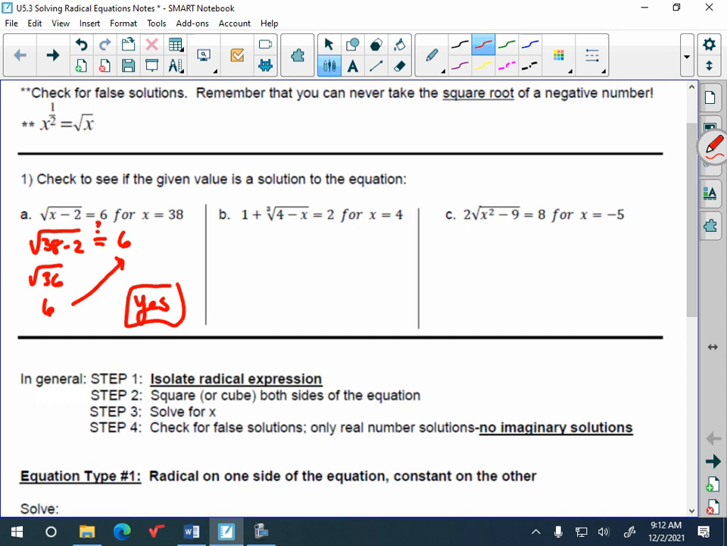All right, so then let's try B. Let's see, does x equal 4 to this equation? So we'll plug 4 in for x. So 1 plus the cube root of 4 minus 4, does that equal 2? Does the left side equal 2? We get 1 plus the cube root of 4 minus 4 is 0. And the cube root of 0 is 0. So does 1 plus 0 equal 2? No, because 1 plus 0 is 1, and 1 doesn't equal 2. So that means that 4 is not the solution.